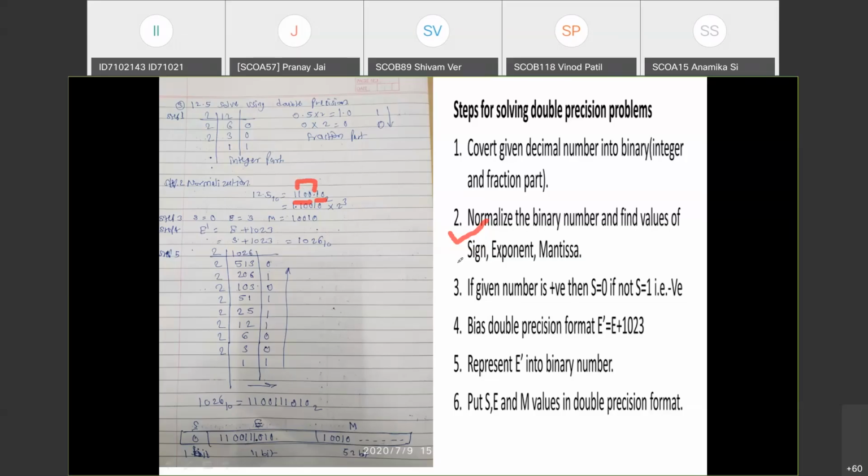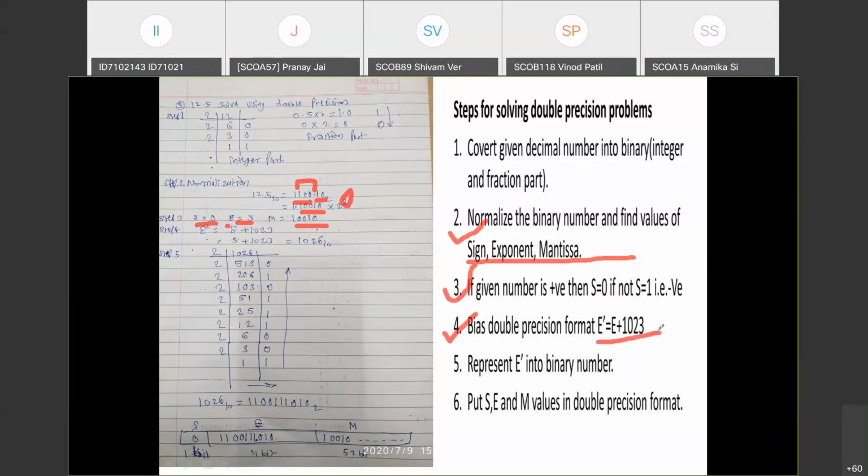Now depending upon that, we need to find the values of sign, exponent and mantissa. The sign bit in this number is positive, so we represent the sign bit value as 0. The exponent value we are getting is 3, which I have written here, and after the decimal point this will be the total mantissa, that is 10010. That will be the mantissa. After getting this value, we need to move to the next part, that is the bias in double precision format.